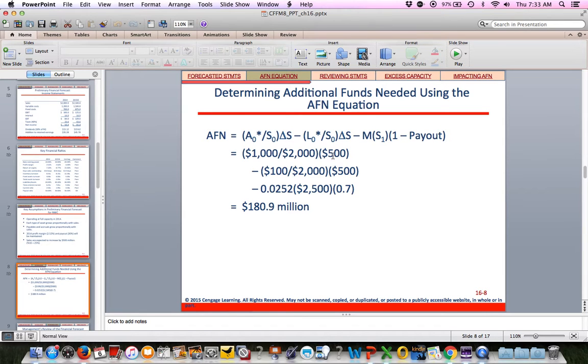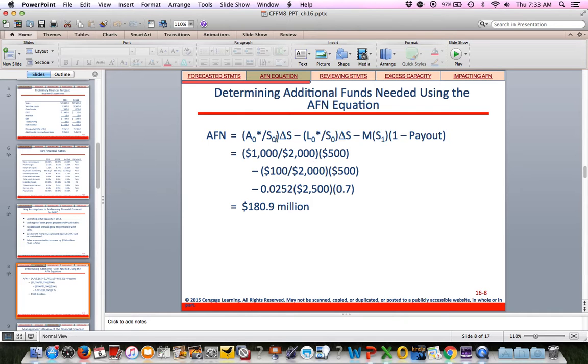So my change in sales is how much will sales go up. Sales is going to go up by 500,000, and so my assets and my liabilities will need to go along with those. So assets will go up minus my liabilities, then minus my profits. Okay, profits minus my payout. So M times S1 is my profit margin. My profit margin was the 0.252, multiplied by 1 minus my payout ratio. So basically, how much of my profits next year will I retain?